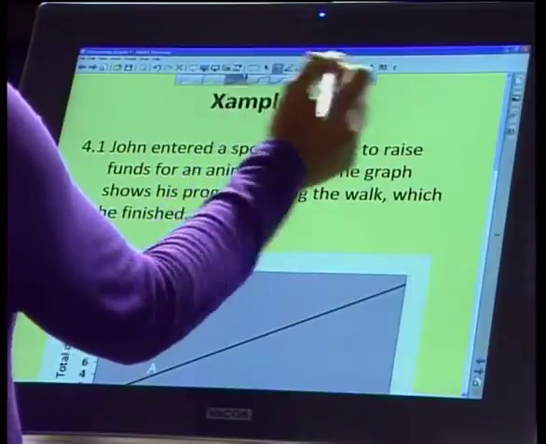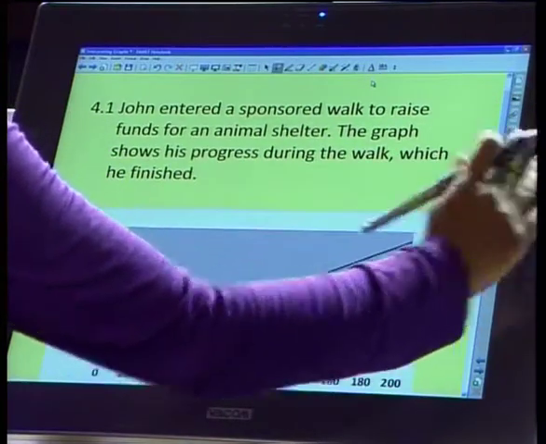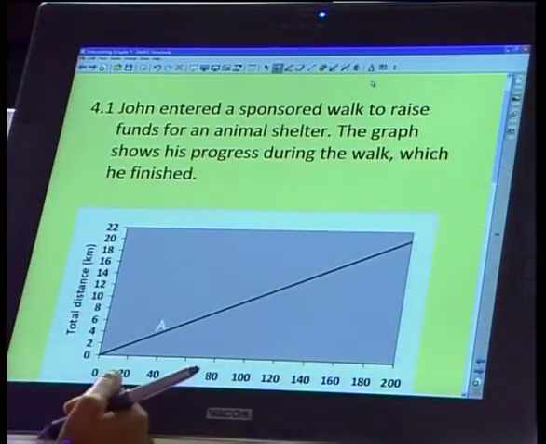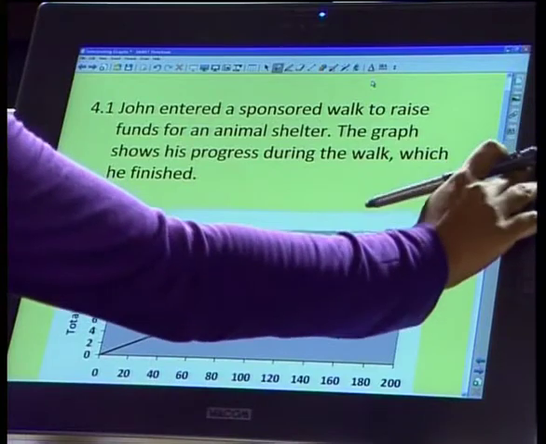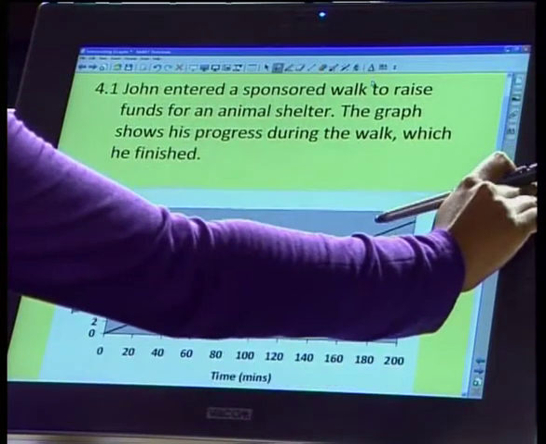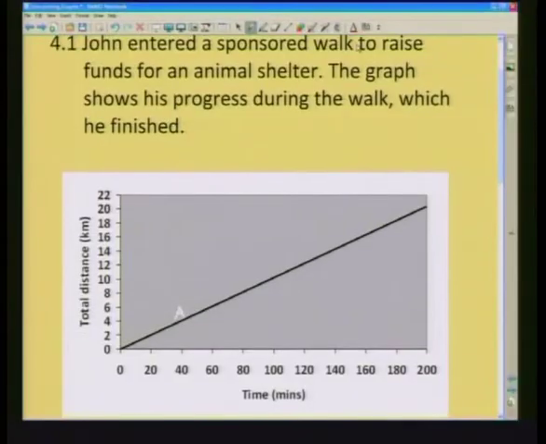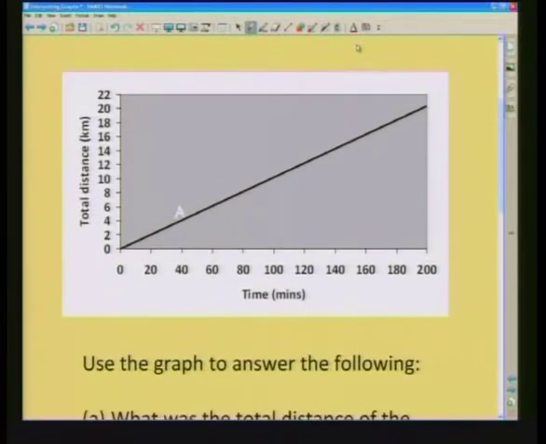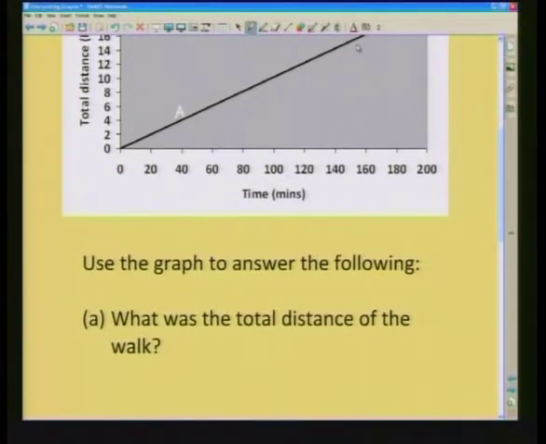Guys, we're going to continue looking at examples of speed, distance, and time, and this will be example 4. In example 4, we are told that John entered a sponsored walk to raise funds for an animal shelter. The graph shows his progress during the walk, which we are told that he does finish. They ask us to use the graph to answer the questions, okay?